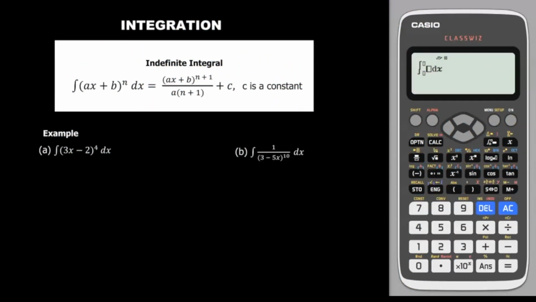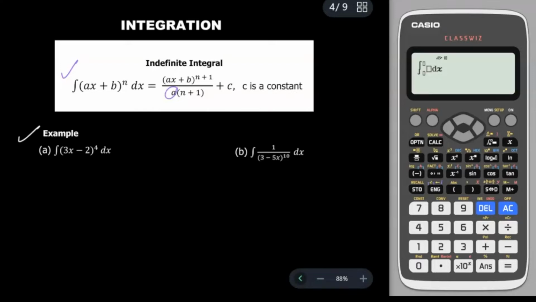To integrate a polynomial, we use this formula. Integration of ax plus b whole thing power n dx. So it's equals to ax plus b whole thing to the power of n plus 1 over a bracket n plus 1 then plus c. So how to find this a? This a is we differentiate the ax plus b. Okay, we differentiate inside the bracket. Okay, let's look at the example.